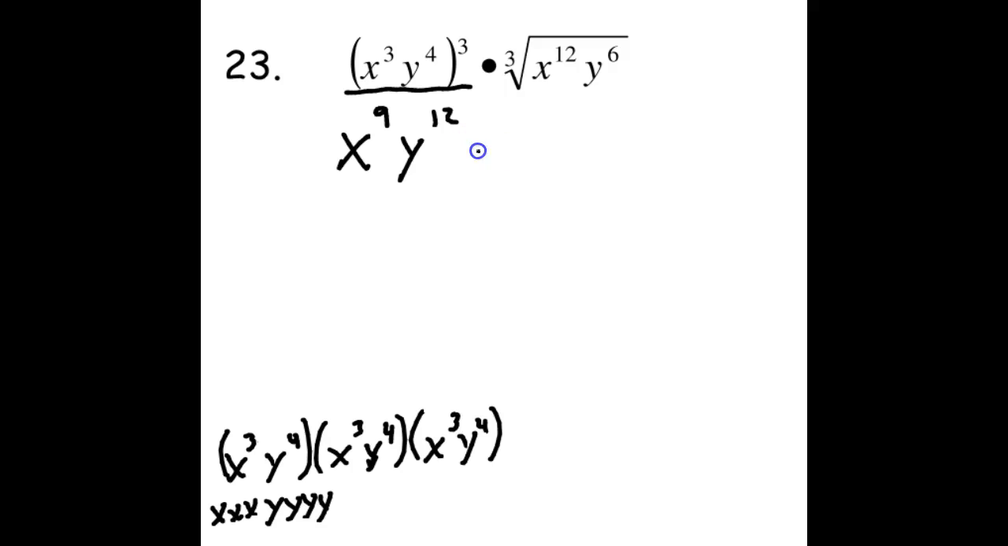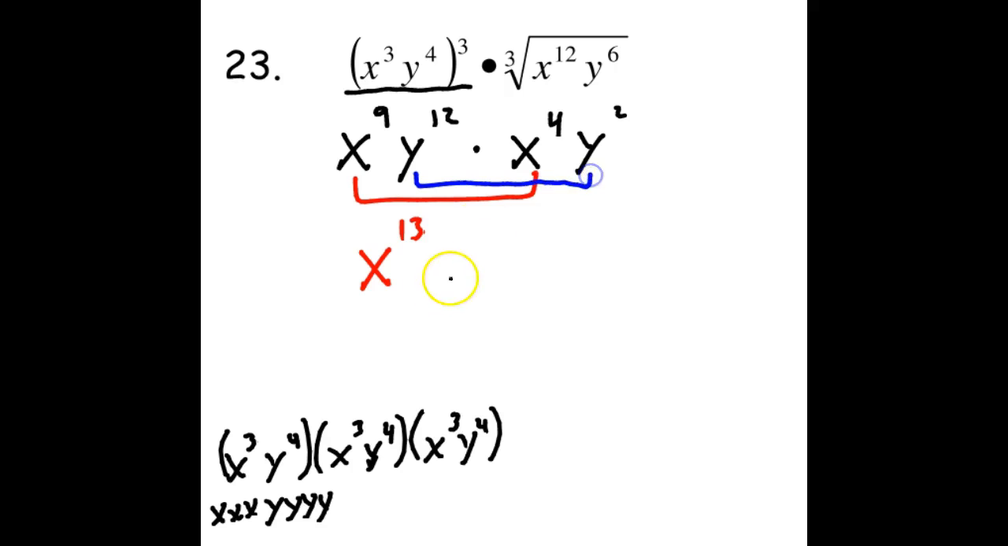Okay? Next we have roots here, so we're going to be dividing. Right? So we have 12 divided by 3, which is 4, and 6 divided by 3, which is 2. And again, we can just add these up. 9 and 4, 9x is here, 4x is here. Altogether you have 13x's. And 12y is there, and 2y is there. You have 14y's altogether.